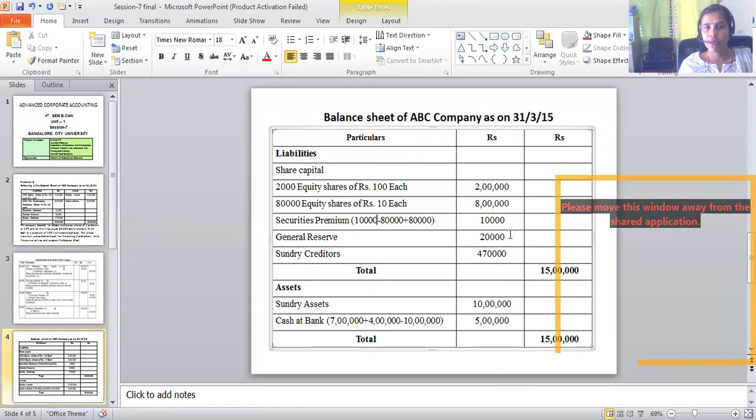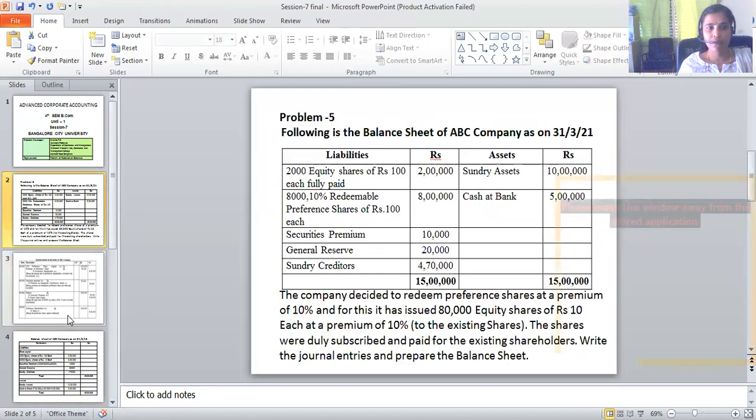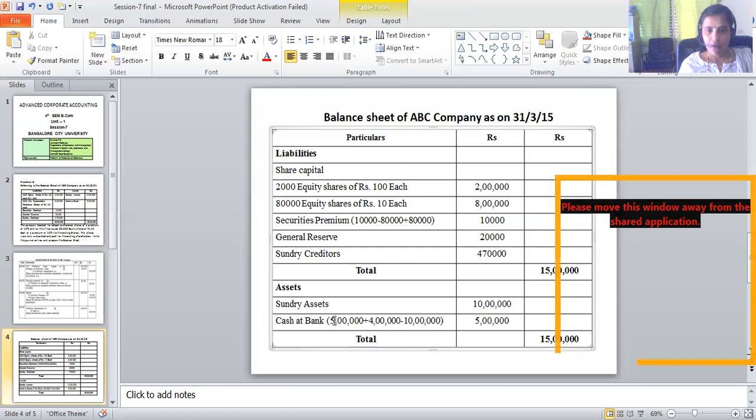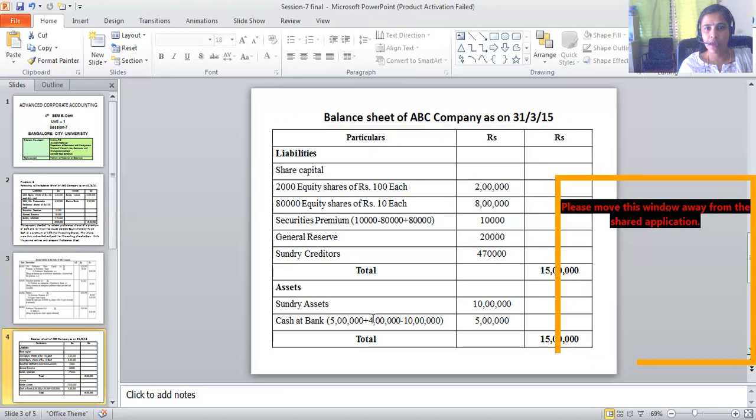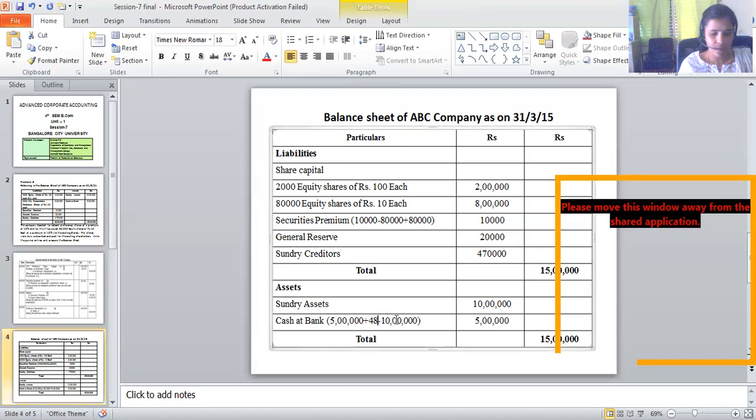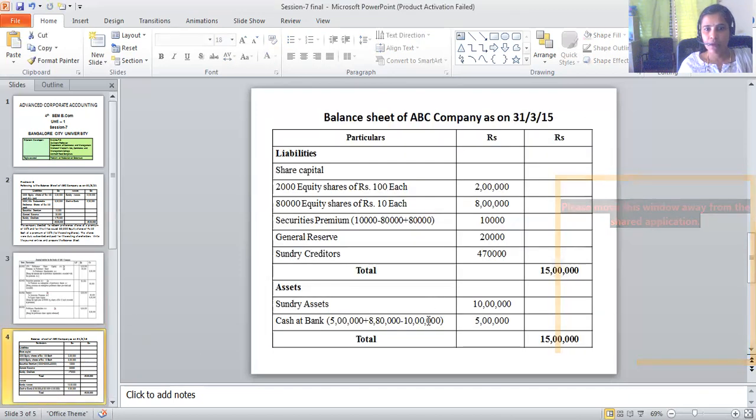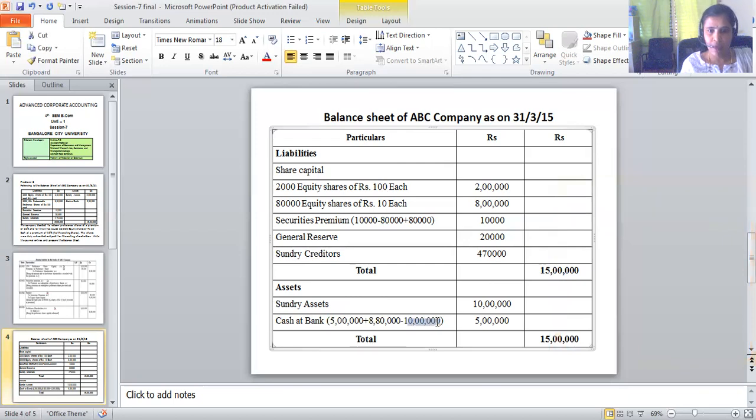General reserve is 20,000, so that is not touched, and the sundry creditors is 4,70,000. Looking at the asset side here, sundry assets are 10 lakhs. Cash at bank we had 5 lakhs. With the fresh issue of equity shares, we have been able to muster in 8,80,000. And finally, the amount that is paid to the preference shareholders is again 8,80,000.